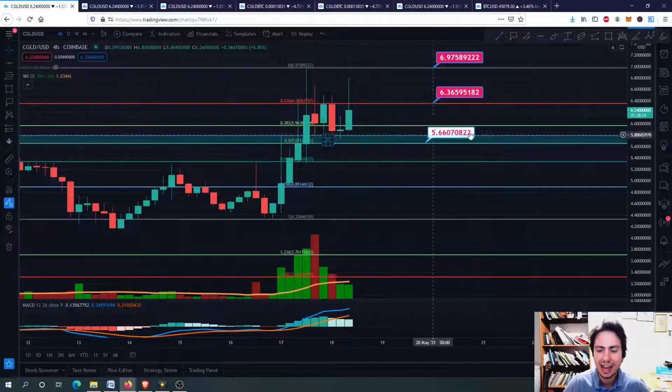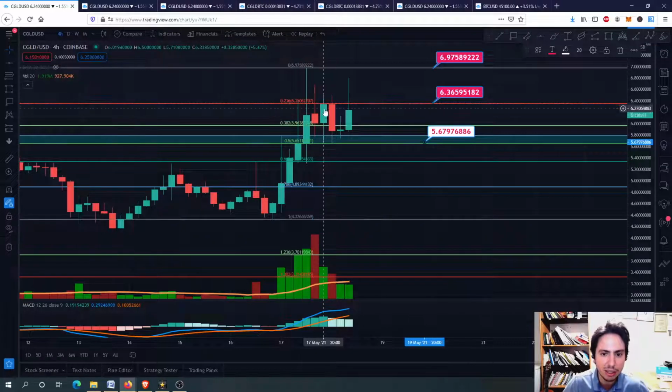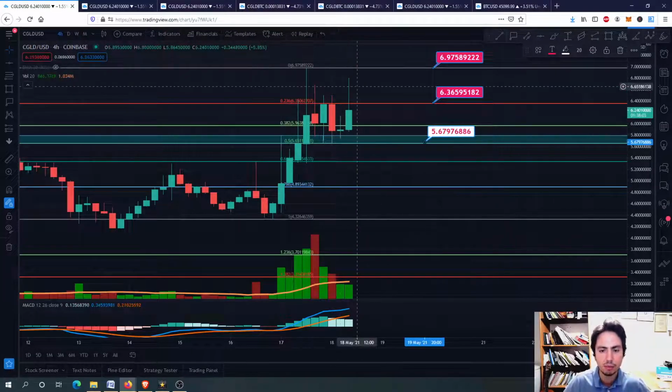We stayed at the 5.66 USDT around this area, guys, and of course now we can't close above the 6.36. You can see here we went a little bit on the top, but now we just closed a little bit beyond. We hit the 5.87 and then we moved upwards.